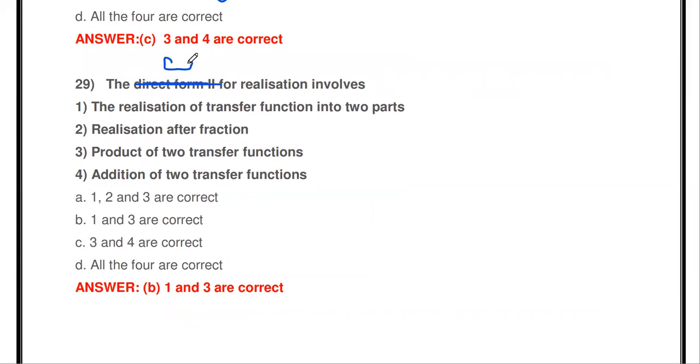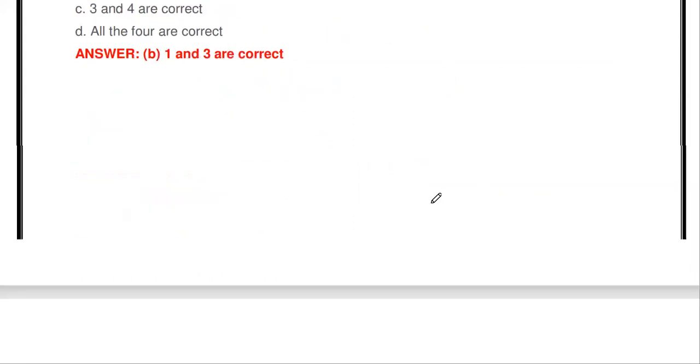So the cascade form realization involves the realization of the transfer function into two parts and the product of two transfer functions. So here H of s we can split as H1 of s into H2 of s. We can realize them individually and connect them in cascade.